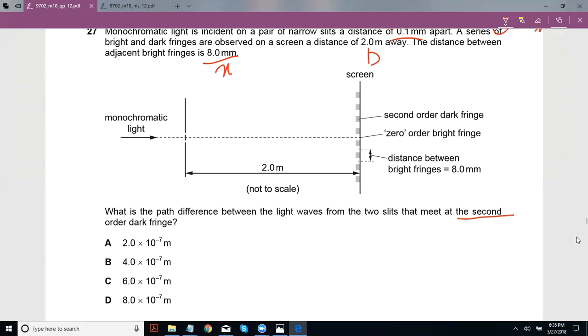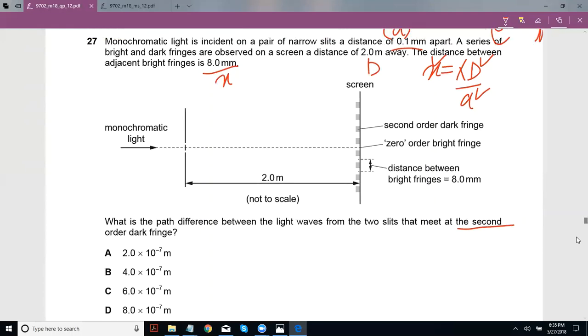Yeah. So if you use the formula x is equal to lambda D upon a, you have x, you have D, you have a. But understand we have to do this for the second order dark fringe. Lambda 2 है and what's a? 0.1. Yeah, a is 0.1. But what will you take as x though? Because this was the second order dark fringe. What will you take as x? I'll take it as 1.5 times the fringe distance.